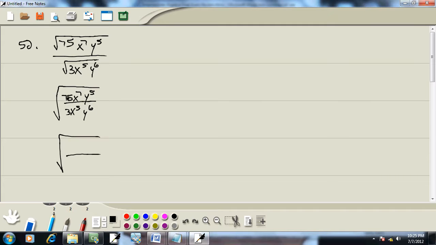Well, if we simplify this, 75 and 3 are both divisible by 3. 75 divided by 3 is 25. 3 divided by 3 is 1. Now we have x to the power over x to the power. If you ever have that, you subtract a smaller exponent from a larger one. 7 minus 5 gives me 2, and we have x to that power where our larger one was, which was up on top.